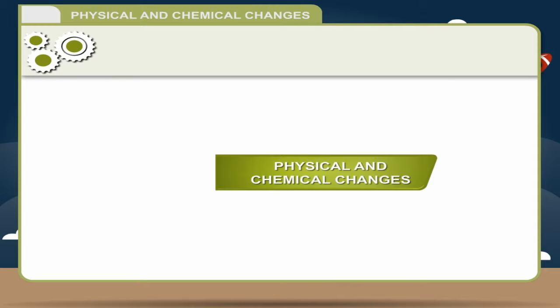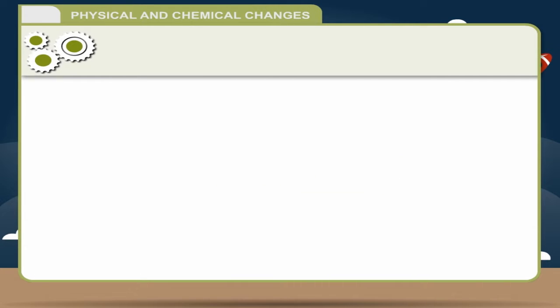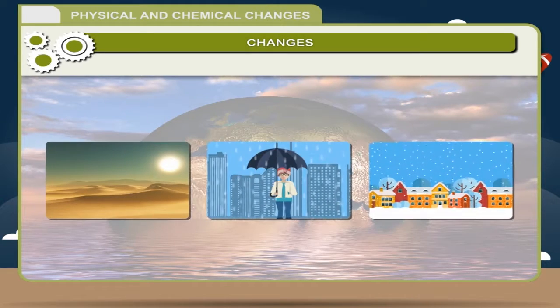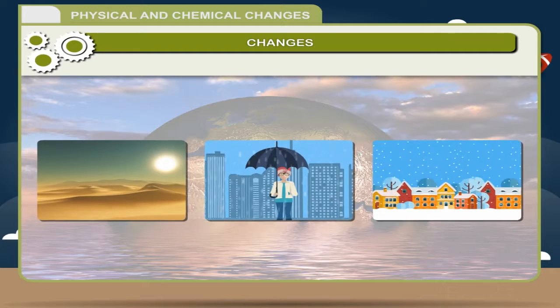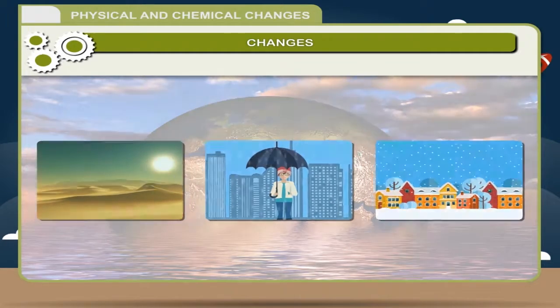Physical and chemical changes. Changes. The world around us is forever changing. A change could be spread over a day, to months or years.